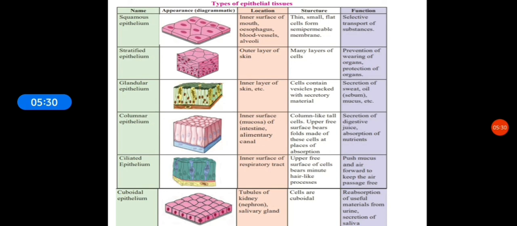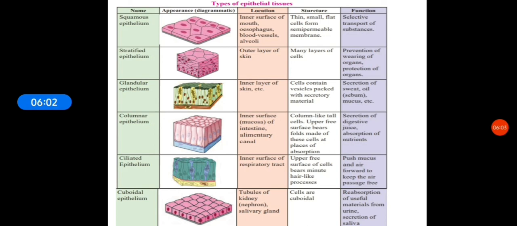The fifth type of epithelium tissue is ciliated epithelium. It is present in the inner surface of the respiratory tract. These tissues are made up of cells which bear minute hair-like processes. The function performed by ciliated epithelium is that it helps in pushing the mucus and air forward to keep the air passage free.